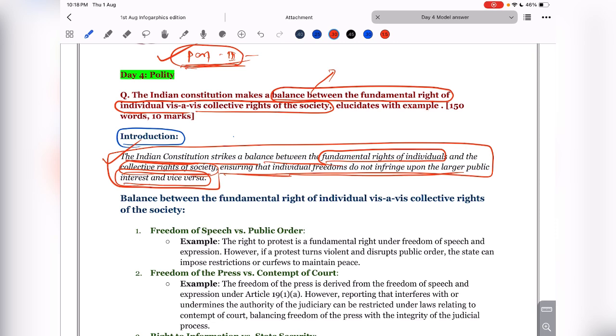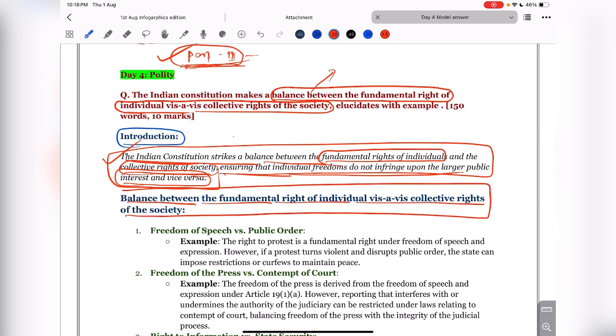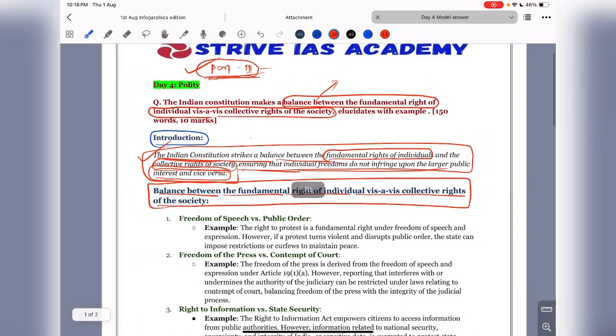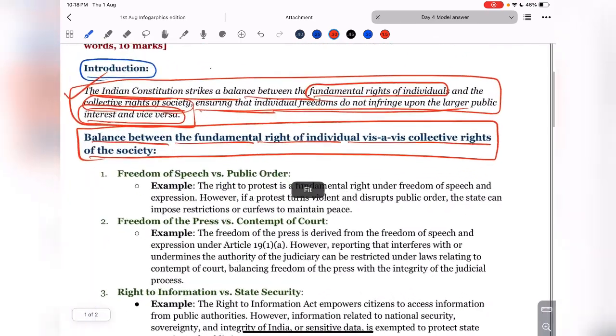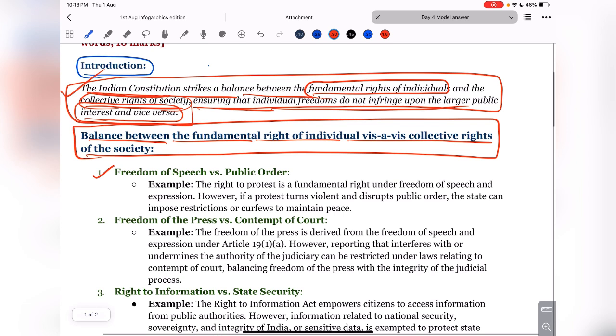So you need to put a very good heading: the balance between the fundamental rights of individuals versus the collective right of the society, and put that in a box. ठीक है, बॉक्स में लिखना है, आप जो जो मेन हेडिंग होता है उसको बॉक्स में लिखना है. Then this is your subheading, the freedom of speech versus public order.